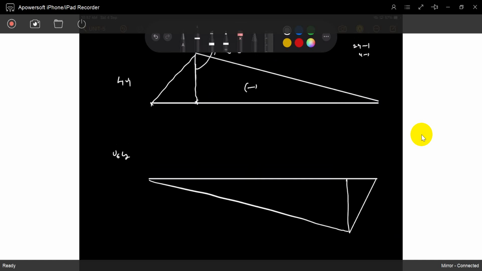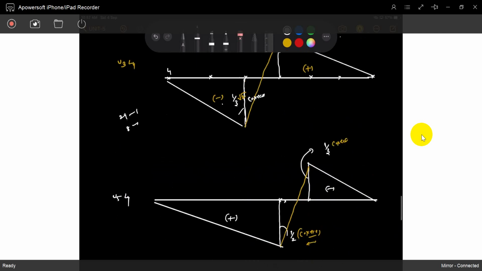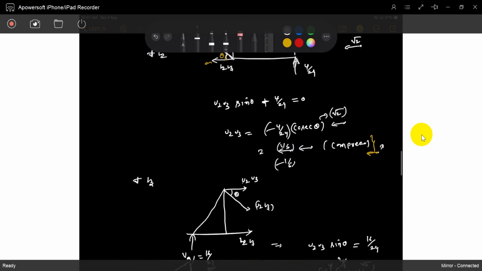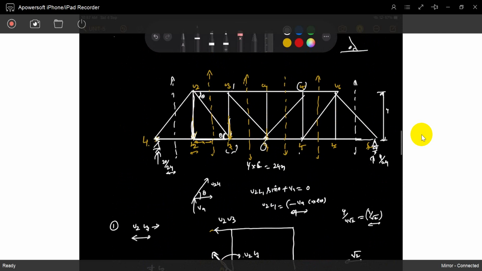It will come like this. Are understood? So what is the direction, sir? What is it, compression or tension? Just check it. It is also the same. It is also compression. Are understood?